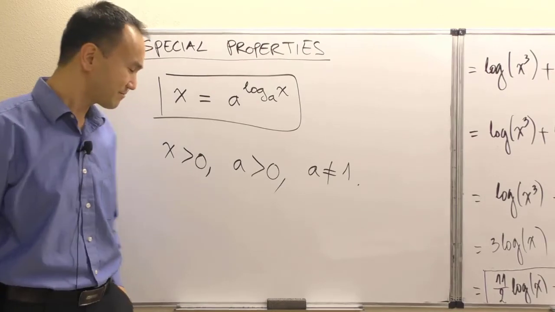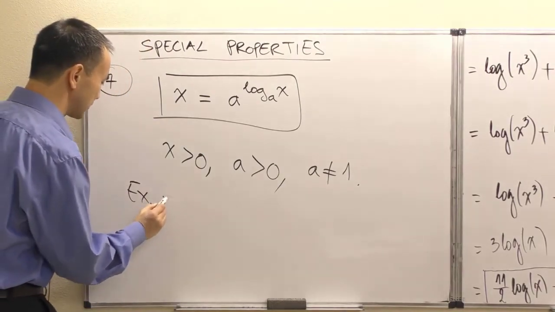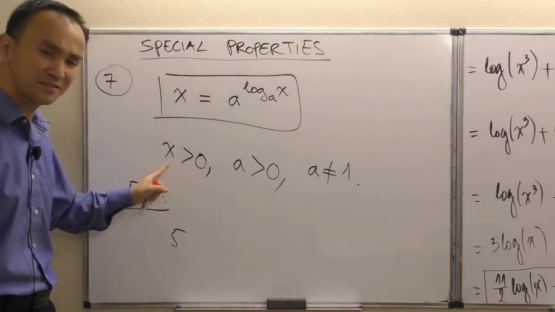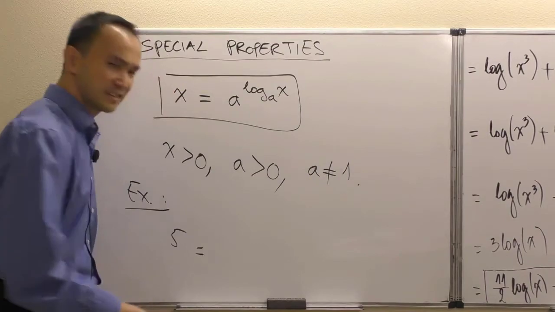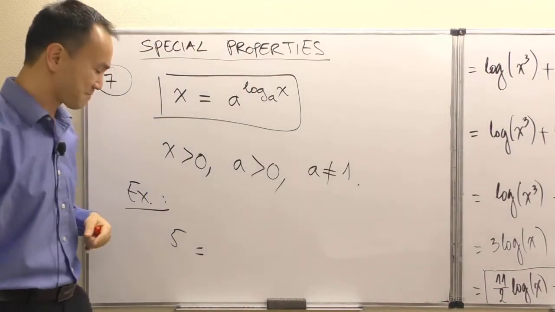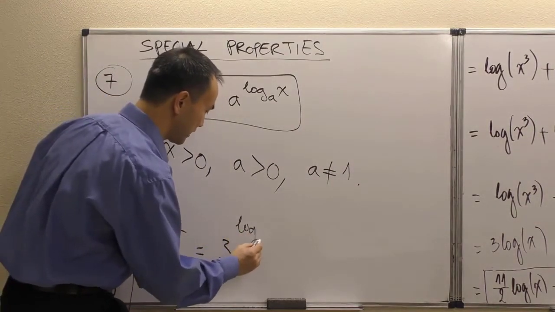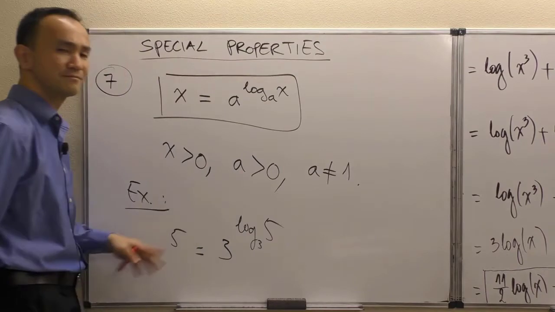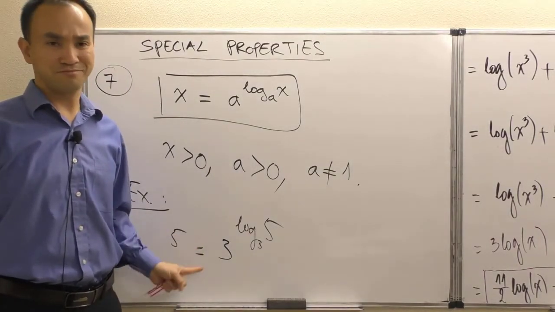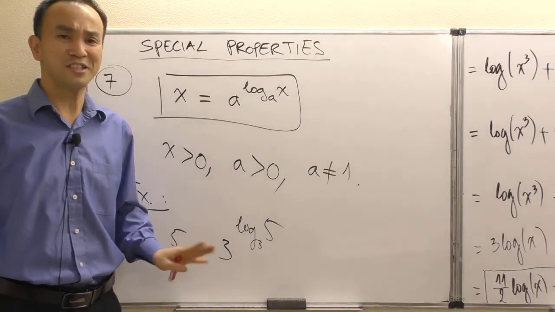As a quick demonstration, think about 5. It's a positive number itself, so I can always rewrite 5 by picking a base. Right now, in my own creativity, I'm thinking of 3. So 5 equals 3 to the log base 3 of 5. That's what it is. It's not very useful. It's not really showing anyone anything.